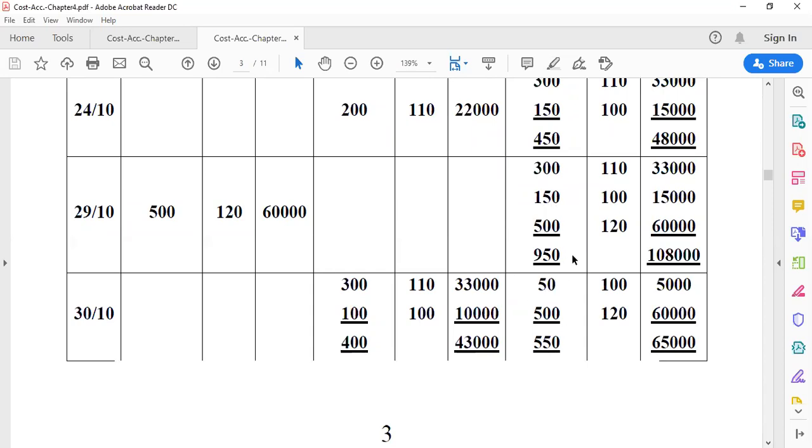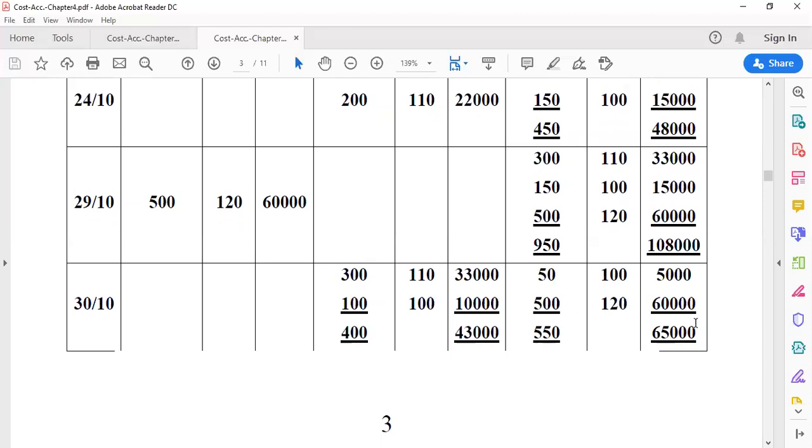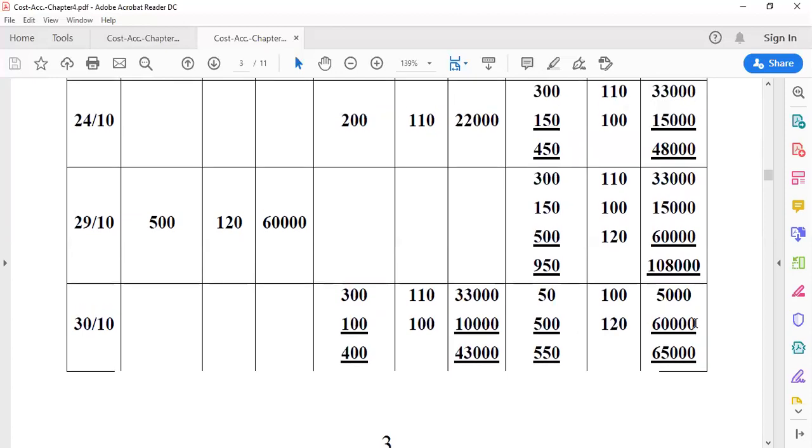What are our new balances? The 300, we take it all, so there is no balance for the 300 anymore. Then the 150 will be 50 units only, with its price, which is 100 LE. The 500, we didn't touch this amount, so it stays as it is: 500 times 120, which is its price, to get our new balances. This is for first in, first out. Do you have any question?